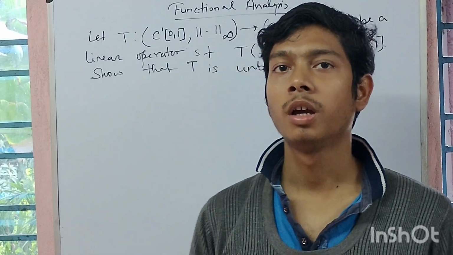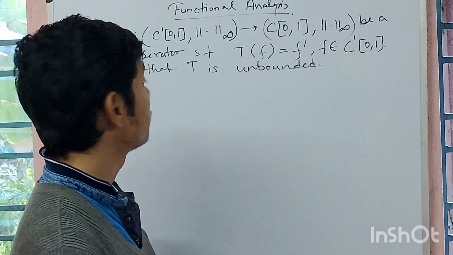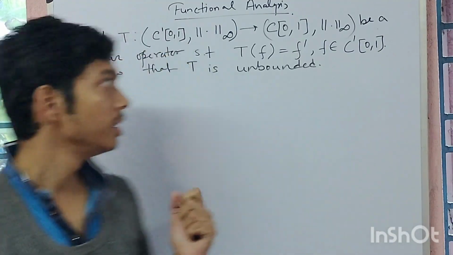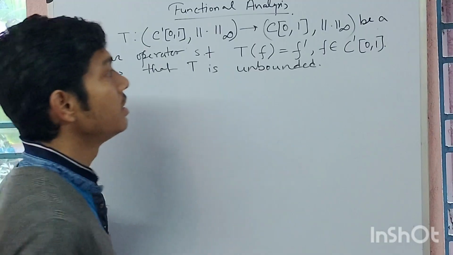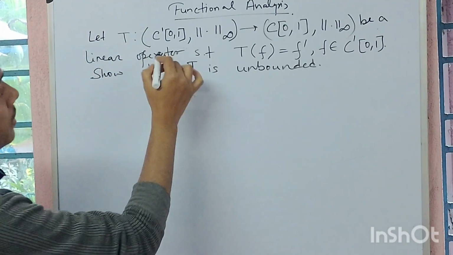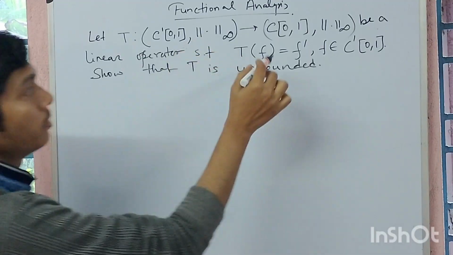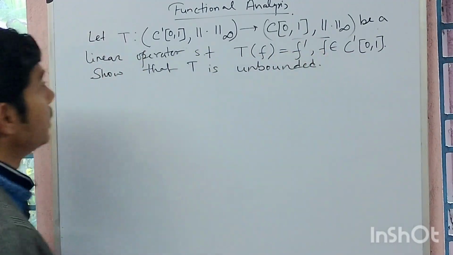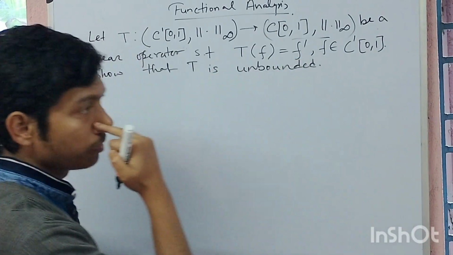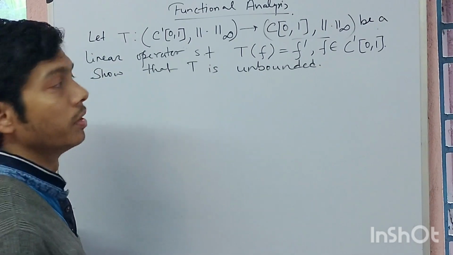I am Shayab Kumar Thar. Today I will discuss a very important problem based on functional analysis. It's a very important and interesting problem: if T from the space C^1[0,1] with respect to the sup norm to the space C[0,1] is a linear operator such that T of f equals f', meaning its derivative, then show that T is unbounded.